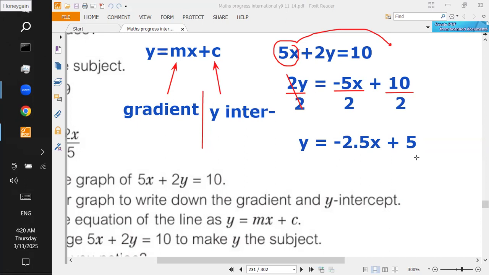The gradient is the number next to the x, or the coefficient of x. So this is the gradient here. Because it's next to the x, it's negative 2.5. And the y-intercept is the constant alone, which is 5. This means that the gradient is negative 2.5 and the y-intercept is plus 5. And this is how you answer a question like this. Now let's move on to the next question.